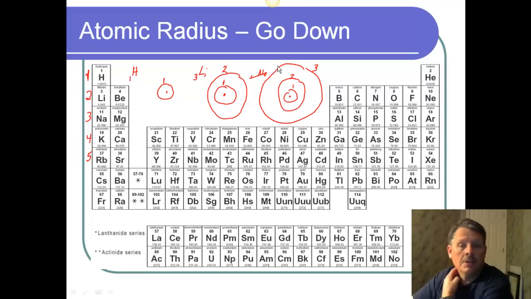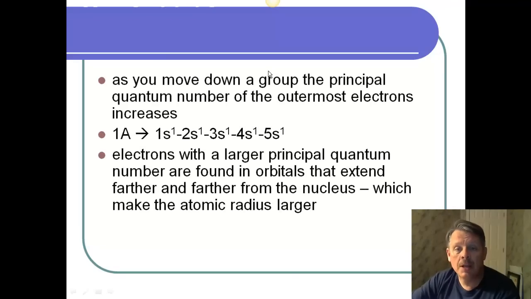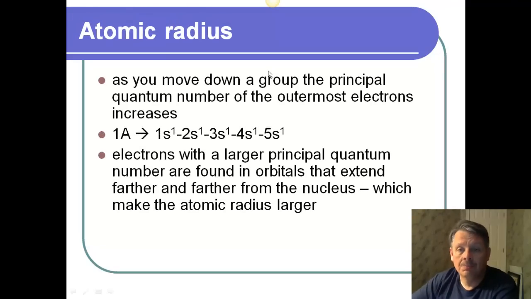So it should be clear as we go down the periodic table that things are getting bigger. The radius of our electron cloud is getting bigger because we have new principal energy levels. So, our quantum number of the outermost energy levels is increasing from 1 to 2 to 3 to 4. So, the electrons with a larger principal quantum number are found in orbitals that extend further from the nucleus, which makes the atomic radius bigger.